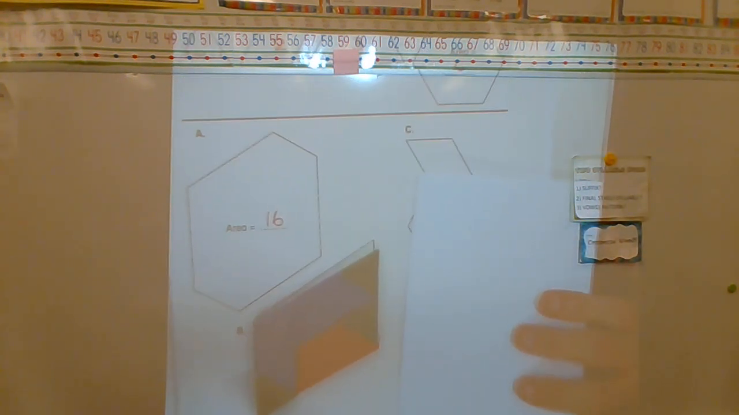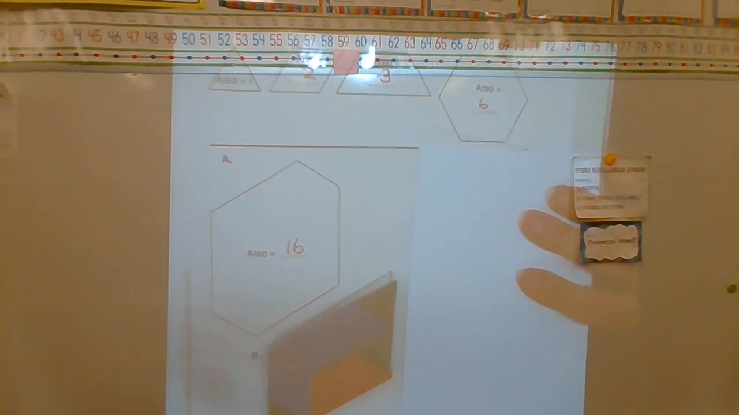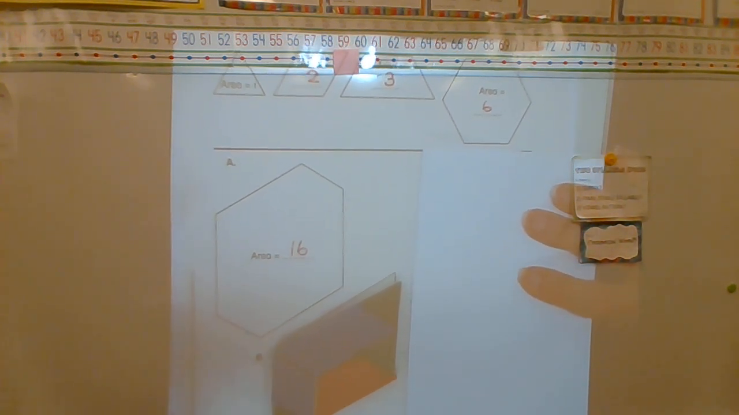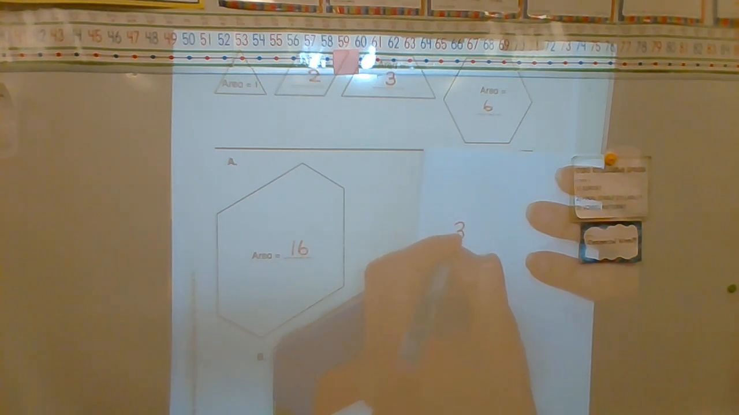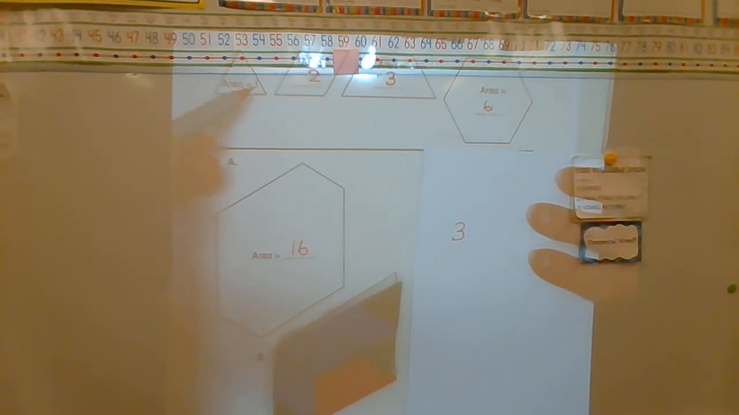Okay, shape B. Let's talk about the area for shape B. Remember at the top, do I have any green triangles? 1, 2, 3. Okay, good. 3 green triangles, and each triangle is worth 1. Do I have any blue parallelograms? Yes, I have 3, and each one is worth 2. So I have 2, 4, 6. That's worth 6 in this shape.